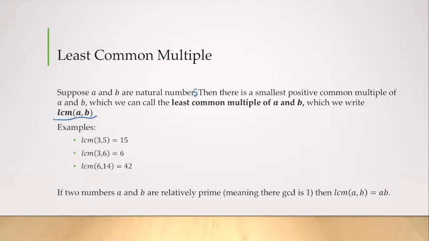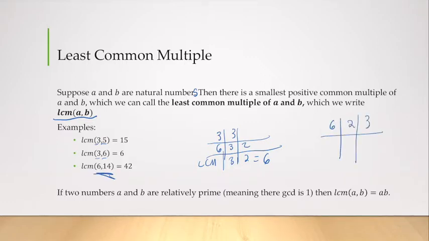Because 3 and 5 are both prime, those are the only factors they have in common. The least common multiple of 3 and 6 is 6. The way we used to find least common multiple was we'd write all the factors of 3 and all the factors of 6, and I would take one from each column, multiply them together, and I'd have a least common multiple of 6. So for the least common multiple of 6 and 14, I factor 6 into a 2 and a 3, and I factor 14 into a 2 and a 7. So the least common multiple would be 2 times 3 times 7, which is 42.